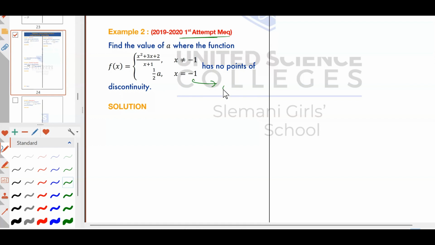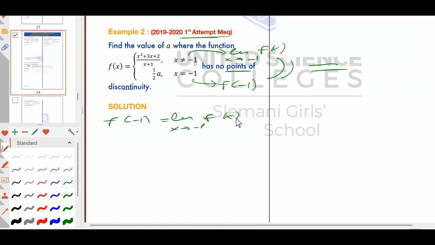The equal condition will give you the value of the function, remember. The not equal condition will give you the value of the limit. And since there is no point of discontinuity, those two are equal to each other, right? The value of the function is equal to the value of the limit. So let's equalize them. What's the value of the function at -1? We know that f of -1 equals the limit as x approaches -1 of f of x.